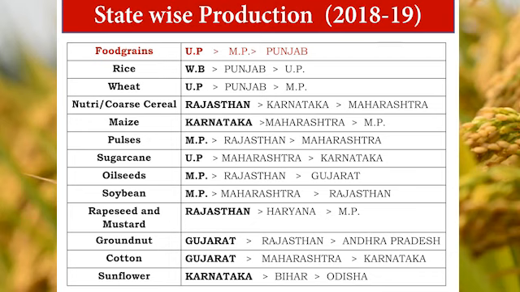In rice, you can see West Bengal is the leader, followed by Punjab and UP. In wheat, you can see UP is again the leader, followed by Punjab and Madhya Pradesh. Likewise, you can note about nutri-cereals, maize, pulses. I will again tell you Madhya Pradesh, followed by Rajasthan, followed by Maharashtra. Sugarcane, UP, followed by Maharashtra, followed by Karnataka. Likewise, you can note down oil seeds, soybean, rapeseed and mustard, groundnut, cotton and sunflower.